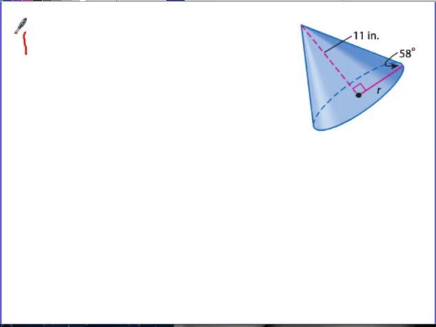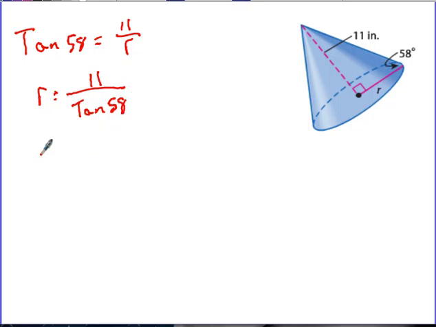Tangent. So tangent is opposite over adjacent. Tangent of 58 equals 11 over the radius. And when we have this set up, we can just switch those two places. So radius equals 11 divided by tangent 58. 6.87, so 6.9 inches.